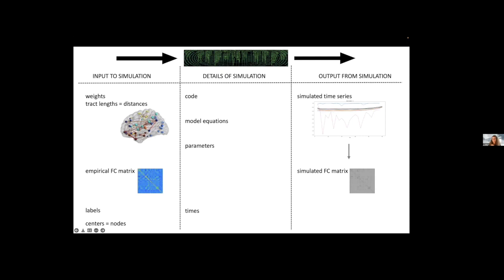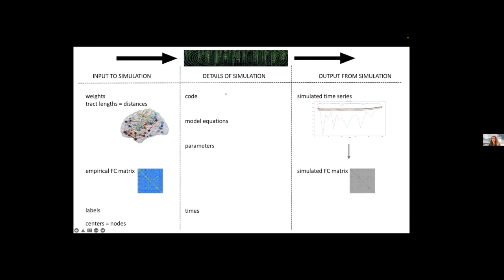As an input to a TVB simulation, it's the weights, that is the connectome weights, you're going to need them. The simulation is based on them. And the track lengths, which will be called in the standard distances. Then often you have an empirical functional connectivity matrix for the subject. You have a structural connectivity and a functional one. And then you will have labels for all the regions that you used, and you will have centers of these regions in 3D coordinates, which in the standard will be called nodes.